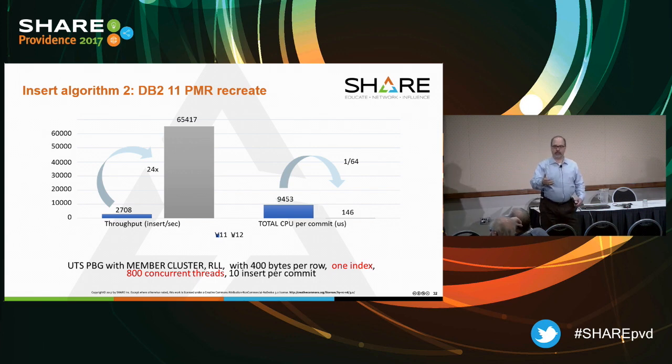Now, another thing the lab did was they took a version 11 PMR that had been opened about an insert problem, and they said, okay, let's recreate that problem in the lab, and let's see what we can do with insert algorithm 2 to solve the problem. They looked at the throughput, how many inserts per second, and for this particular scenario, they went from 2,700 inserts a second to over 65,000 inserts a second. And their total CPU per commit dropped significantly. So that's another way of looking at it, another use case for this one particular customer problem. The text down at the bottom gives you the background of what was going on. In this particular case, it was 800 concurrent threads.